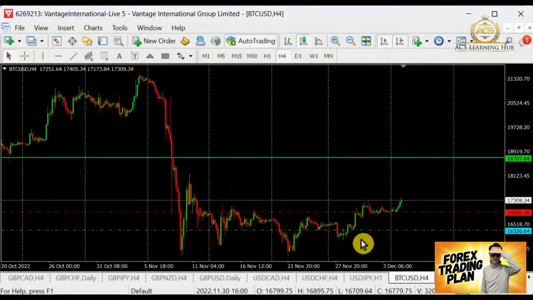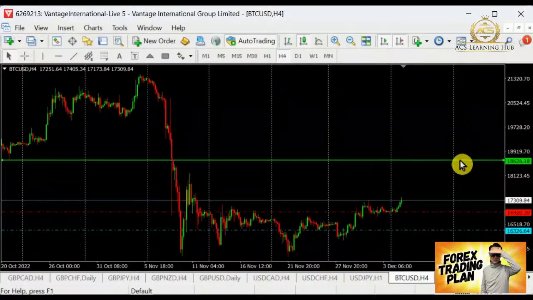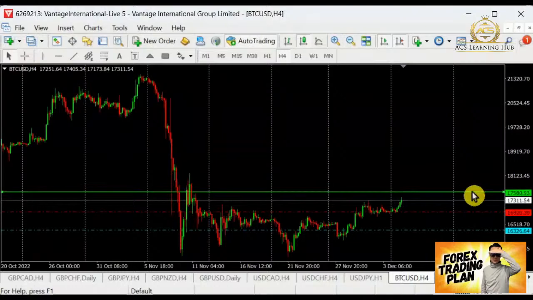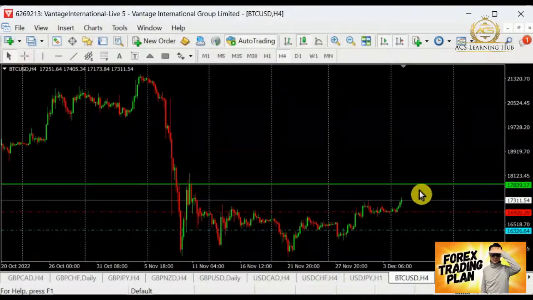So tentatively, it's still at 17.3. For 17.3 now, the target cannot be 18.7 anymore. Looking at this part here, we are looking at about 17.8. But the thing is that they're still facing a lot of uncertainty. So tentatively, I will say that I'm just going to stay away first.